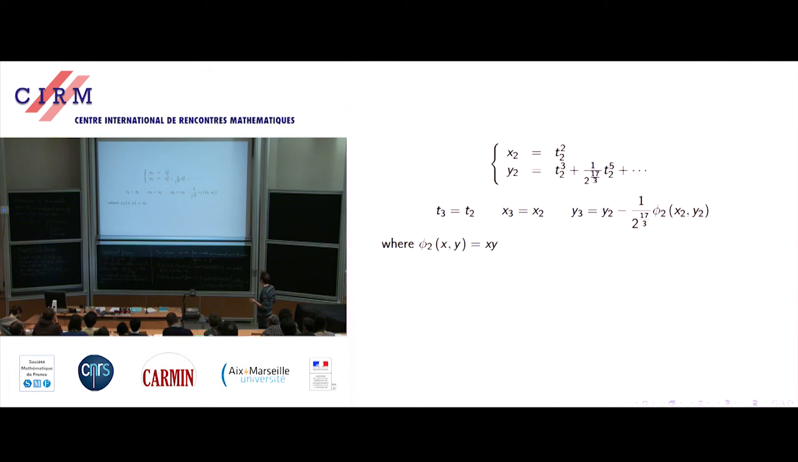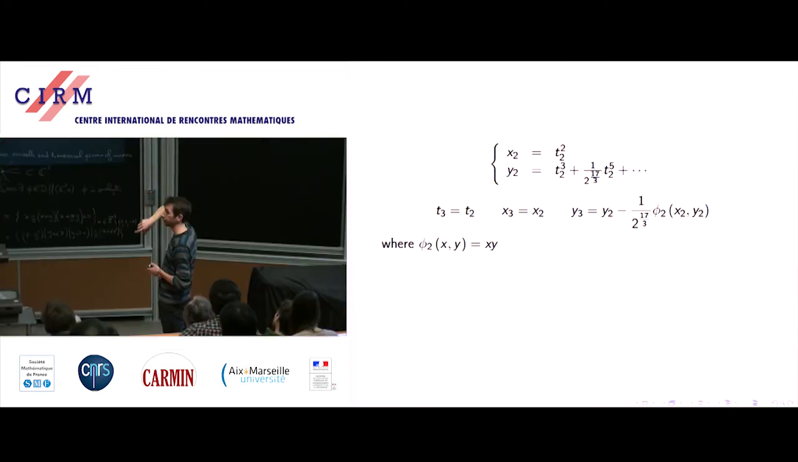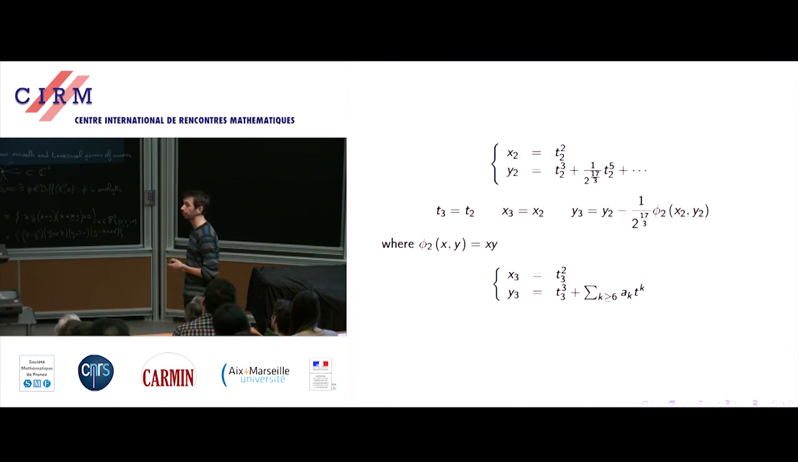We can also eliminate the coefficient in t to the power 5 using a very simple change of coordinates, which looks a lot like the first one. Just as before, we change the coordinate in y by a translation, where here phi2 is a function written x times y. After this computation, the coefficient in t to the power 5 is going to disappear.